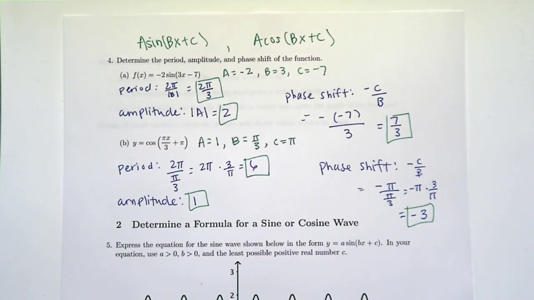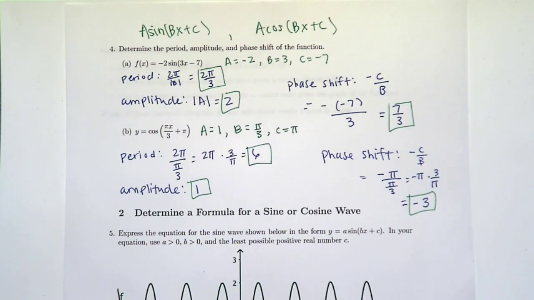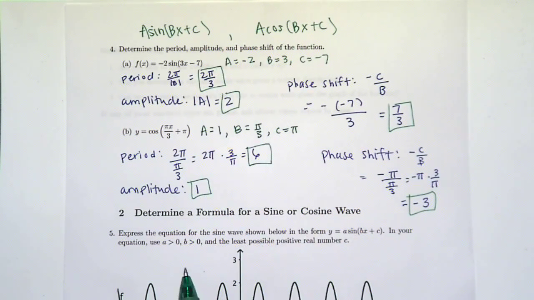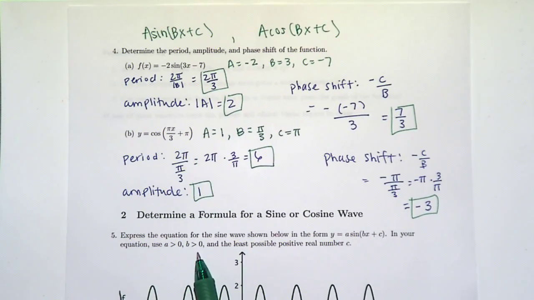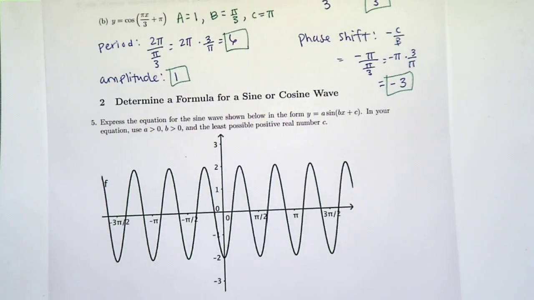All right, so the last type of question we're going to do is, let's see, sometimes you're given a graph and you have to determine the formula, and so the formula is these things where you know a, b, and c. All right, so it says express the equation for the sine wave shown below in the form a sine of bx plus c. In your equation, make sure that a is greater than 0 and b is greater than 0, and c is the least possible positive real number c. So there are actually multiple solutions to this.